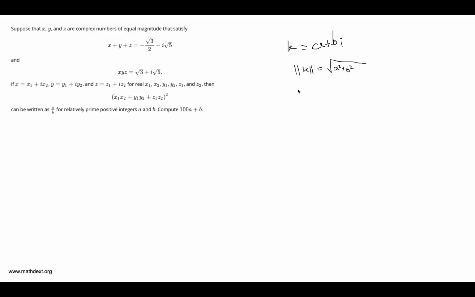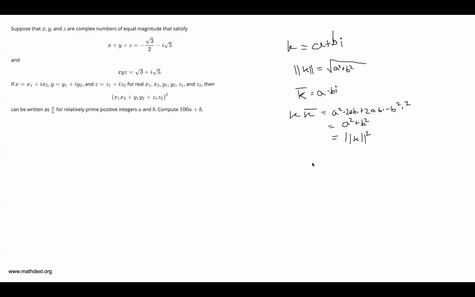We're also going to use this fact that if we have the conjugate of k, which I'll denote as k with a bar over it, the conjugate of k, which is a minus bi, then we can realize that k times the conjugate of k is equal to a squared minus 2abi plus 2abi minus b squared i squared. And this is going to be equal to a squared plus b squared, which is going to be equal to the magnitude of k squared. So that's going to be useful.